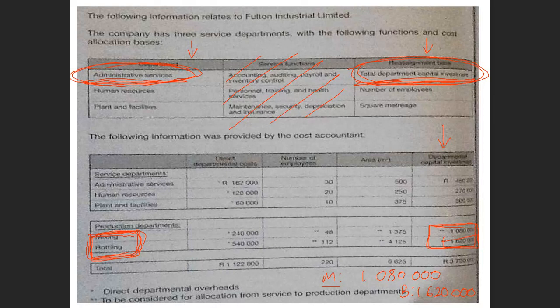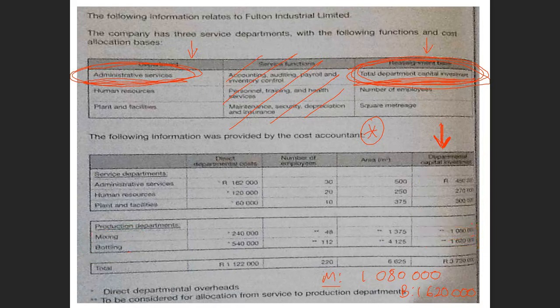So we need to look for that specific heading in the table at the bottom now, and here is the heading in the last column. So once we've located the heading, since we are only splitting the 162,000 Rand between mixing and bottling, we need to look at which of these figures are for mixing and which is for bottling. So there's the headings in the first column, and they said to you here, sorry, let me just show you where we got those from.